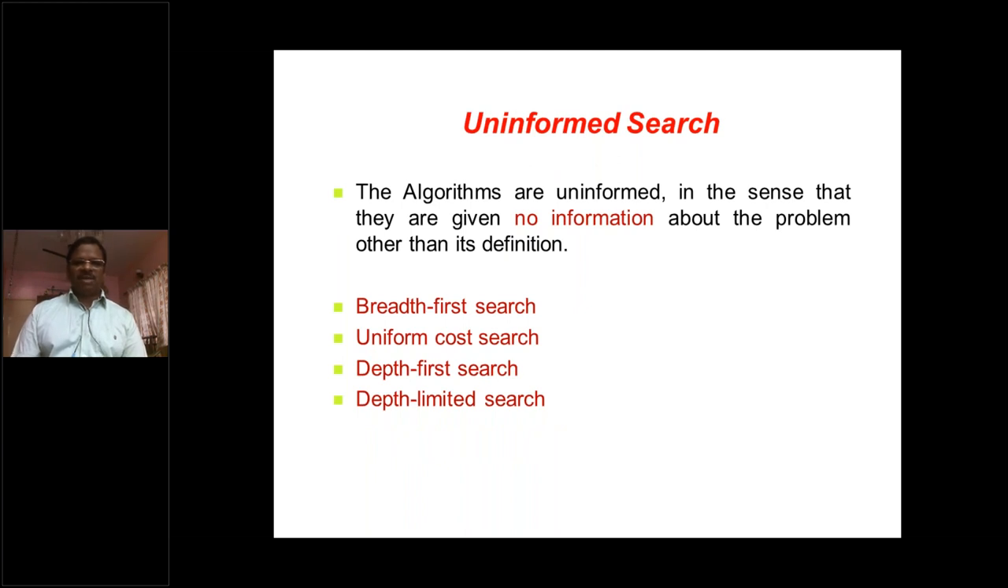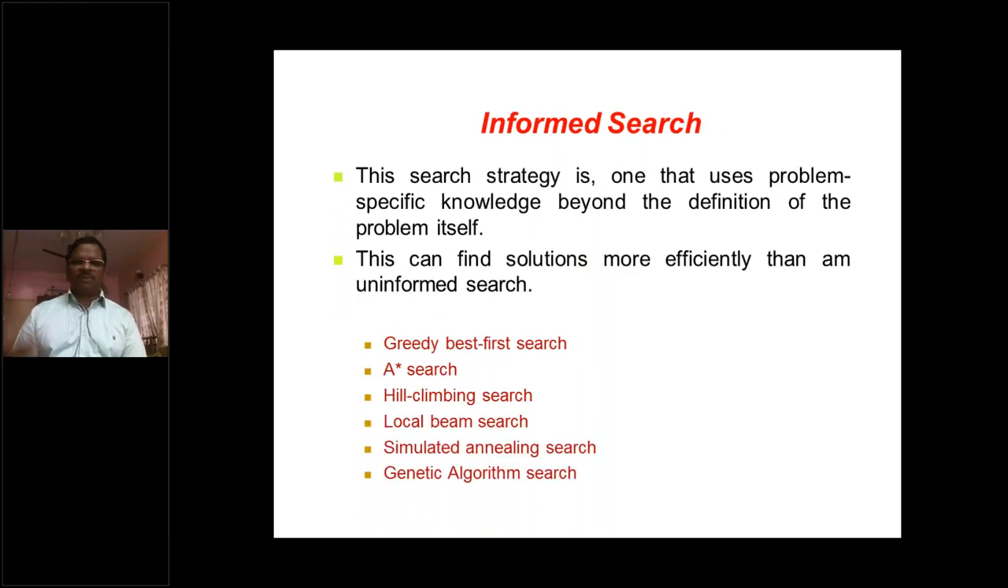What is uninformed search? The algorithms are uninformed in the sense that they are given no information except the problem definition. Only the definition is given; no other information is available for a particular logic-based problem or database. There are various kinds of uninformed search: breadth first search, uniform cost search, depth first search, and depth limited search. Without the definition, no other information is available in the search space. An agent is defined for searching for a solution, and nothing else is given. This is uninformed search.